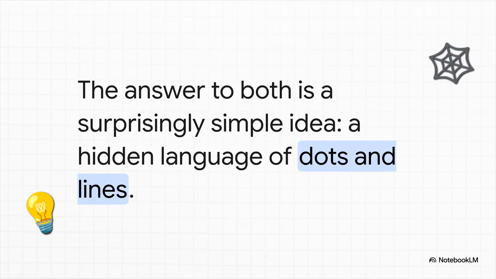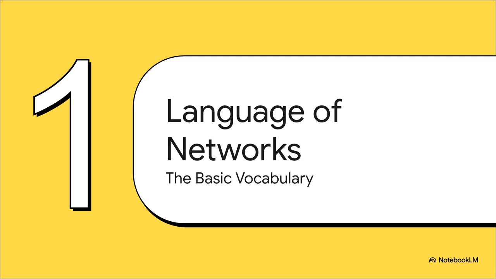Now, these two problems, they seem totally different, right? One's about speed, the other is all about cost. But it turns out the solution to both comes from translating them into a really simple, universal language, basically a map of dots and lines. So let's learn the basic vocabulary of this language. Now, it's technically called graph theory, but don't let the name scare you off. It's actually incredibly simple and intuitive.